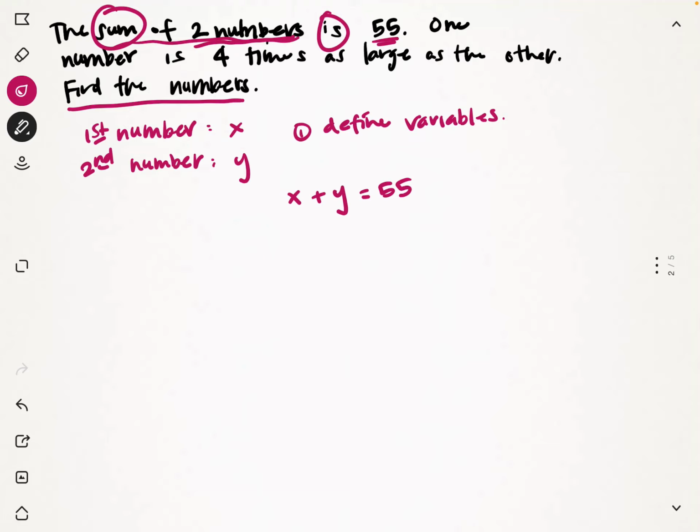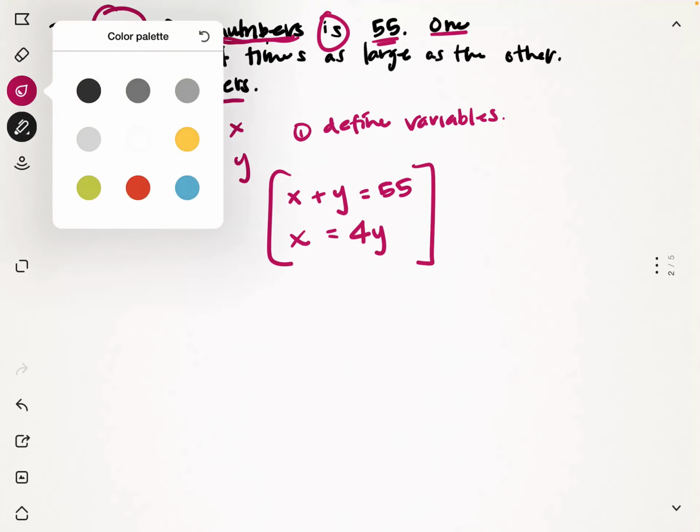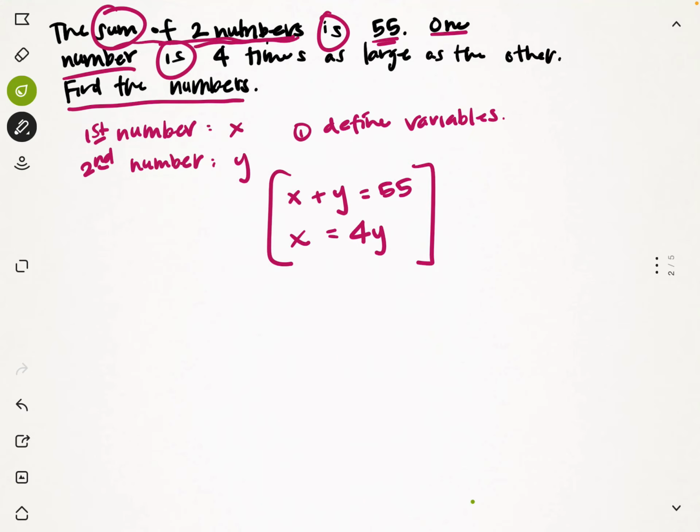Okay, the second part says one number is 4 times as large as the other. So one number, so either one of them, is means equal. So let's say x is the number that's equal to 4 times as large as the other number. So we have x equals 4y. Now we have our system of equations, right? We have two equations with the same variables. So we did step 2, we set up our equations.